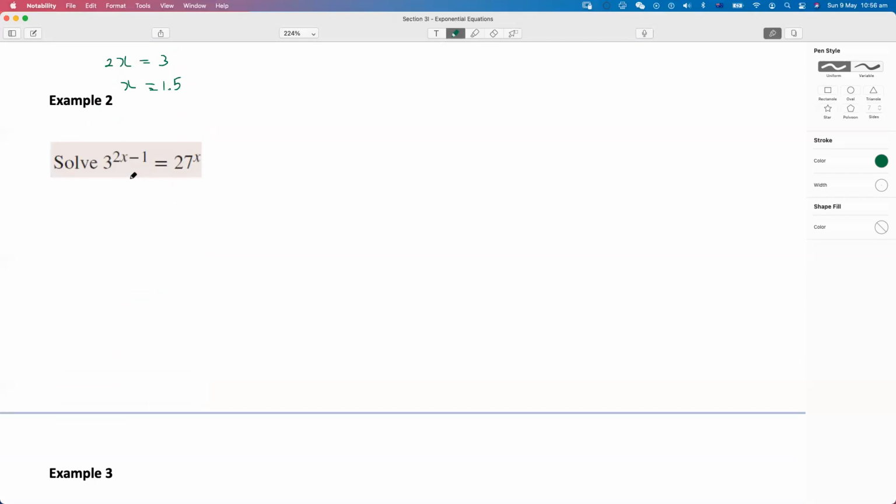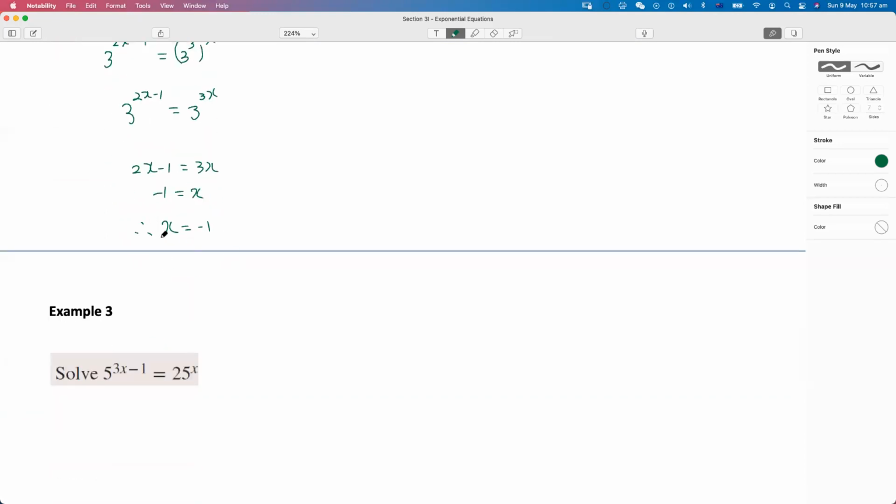Okay, this one, like you've seen 3 and 27, you would realize I can just change it, okay? 3 to the power of 2x minus 1, and 27, that's 3 to the power of 3, bracket x. All right, so 3 to the power of 2x minus 1 equals 3 to the power of 3x. And then we equate the powers: 2x minus 1 is equal to 3x. To solve this equation, I can take away 2x from both sides. So negative 1, and 3x take away 2x is just 1x. Therefore, x is equal to negative 1.